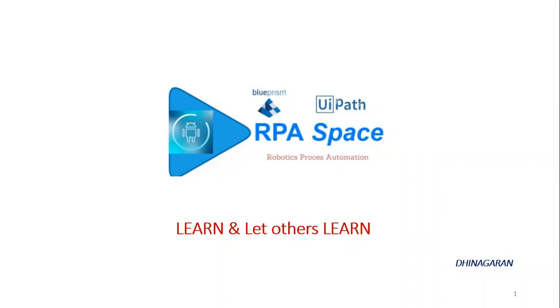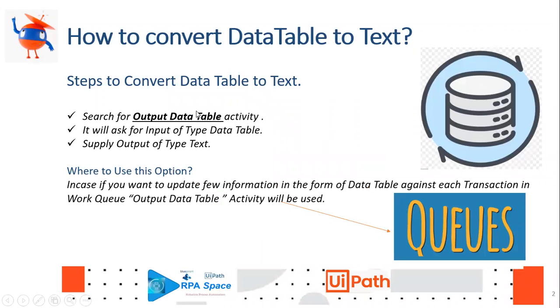Today we are going to see how to convert a data table into text as a small exercise, and I'm going to show you the exact place which will be useful when you do this sort of conversion, right? To convert your data table into text, you want to follow certain steps. You have to search for the Output Data Table activity in your UiPath activities panel, and it will ask for input, which is of course a data table type, and supply output, which is in the form of a string, right? It's a very simple inbuilt activity in UiPath.